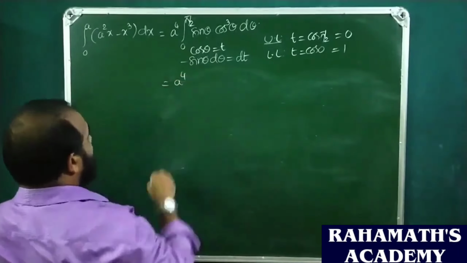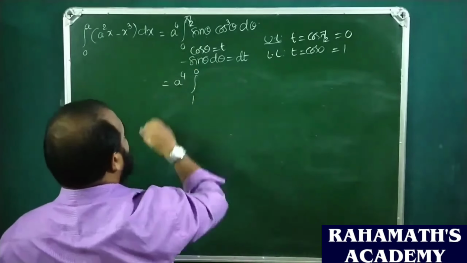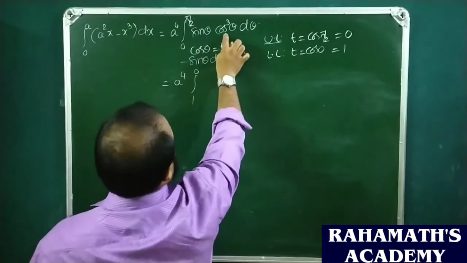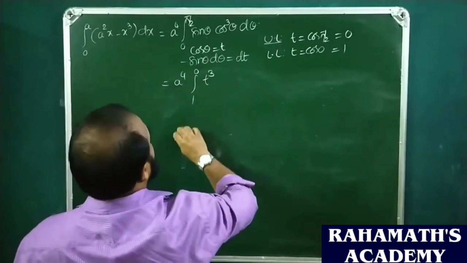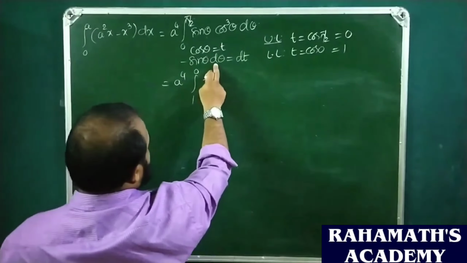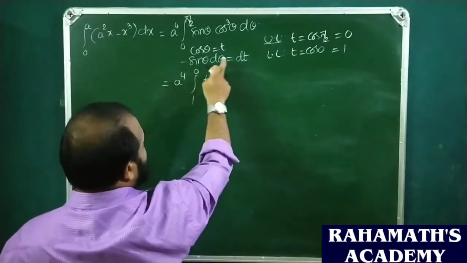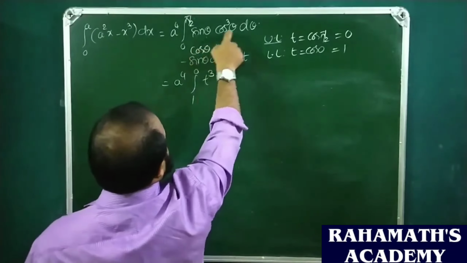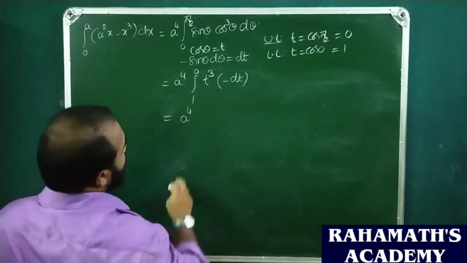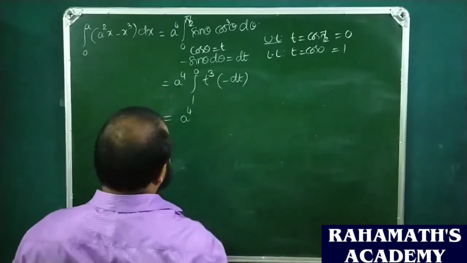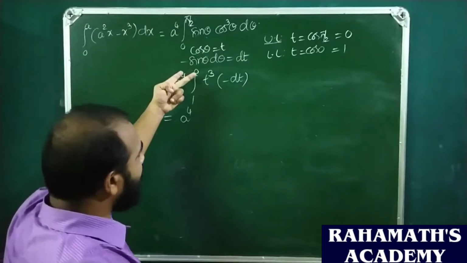This is equal to a power 4. 0 to pi by 2 has been changed to 1 to 0. So cos cube theta, cos theta is t, cos cube theta is t cube. Sin theta d theta: minus sin theta d theta is dt. Multiply with minus on both the sides, then minus of minus is plus, this is minus dt. So sin theta d theta is minus dt. A power 4, so this is minus dt. So if we want to remove this minus, we need to interchange the limits.